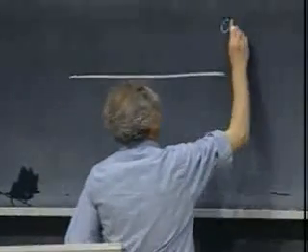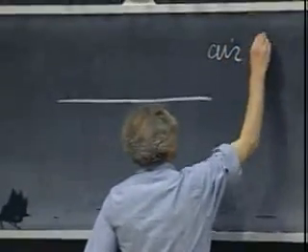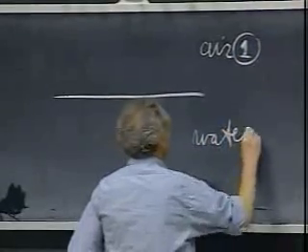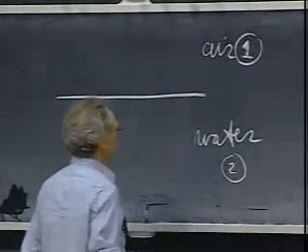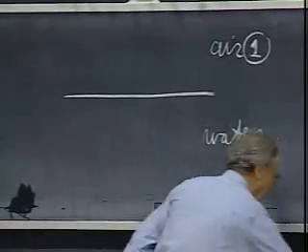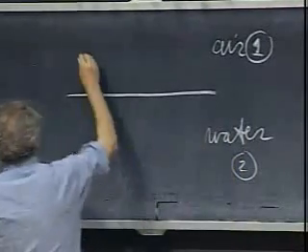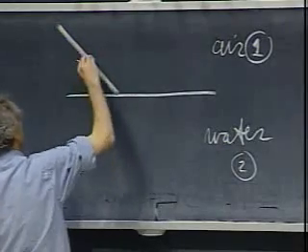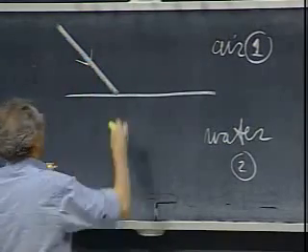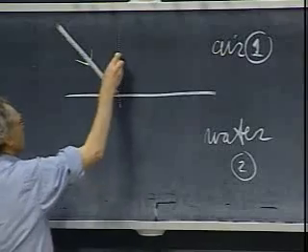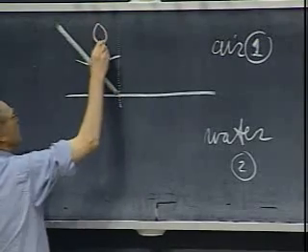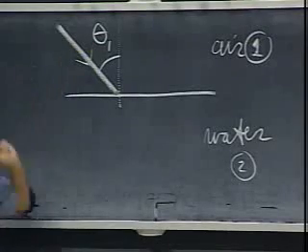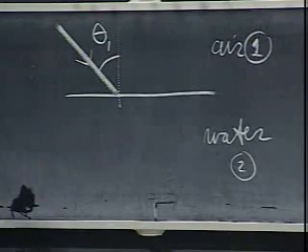Say this is air. I call that medium 1. And this is water. Call that medium 2. And I have a light beam that strikes this surface. Light comes in like so. And I define this angle as the angle of incidence. And I call that theta 1. This is the normal to the surface. We call that the angle of incidence.